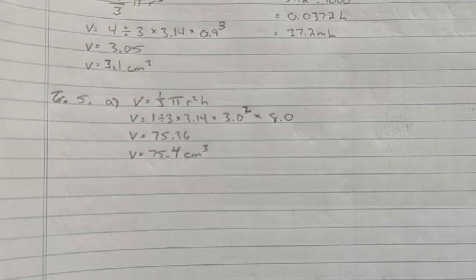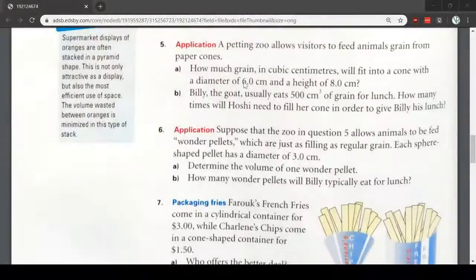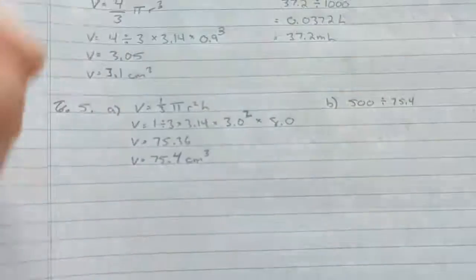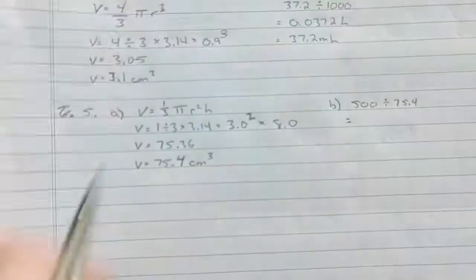In part B, it says that Billy the goat usually eats 500 cubic centimeters of grain for lunch. How many times will Hoshi need to fill her cone in order to give Billy his lunch? So in part B, we are needing 500 cubic centimeters. So 500 divided by 75.4 is going to get us the number of times we have to fill that cone.